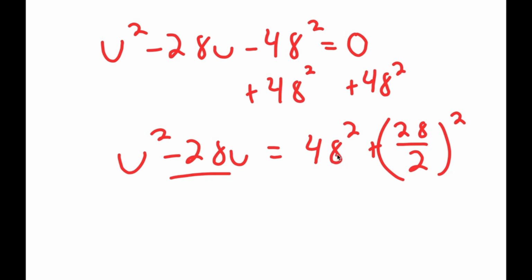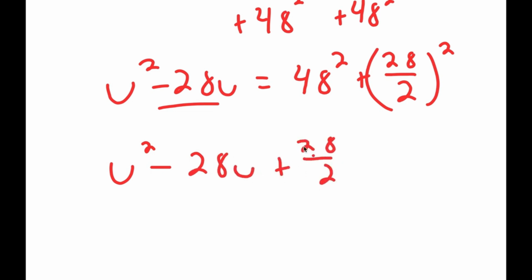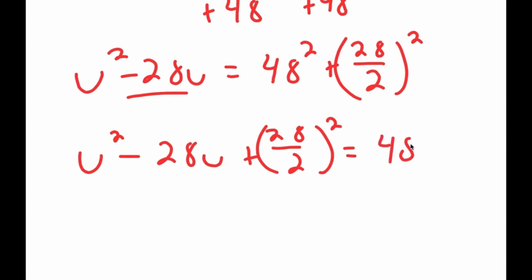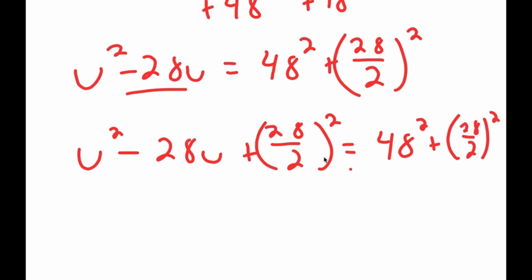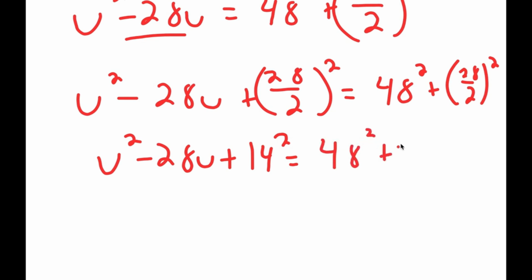If you guys don't know what completing the square is, you have to go watch a video on it. So I add this on both sides. I get 28 over 2 squared on both sides. And 28 over 2 is 14, so I get u squared minus 28u plus 14 squared, which is equal to 48 squared plus, again, 14 squared.